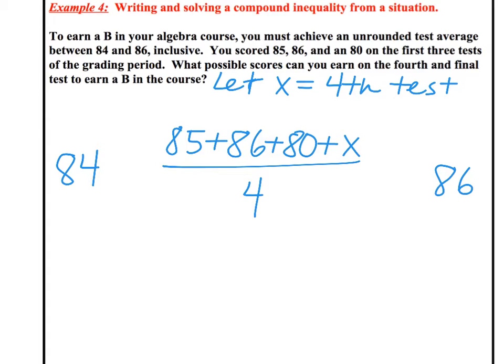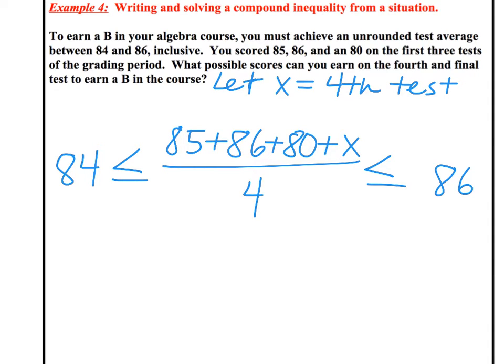We want our score to be, for sure, greater than 84. Can our score be equal to 84? Nope. Yes, because it says inclusive. 84 and 86 inclusive, which means it could be equal to 84. So it's going to be less than or equal to 86.